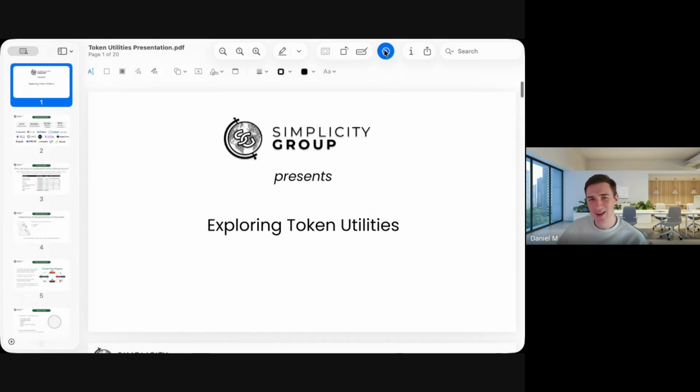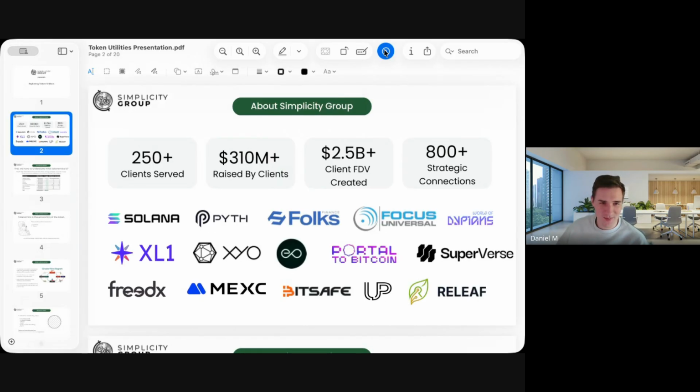So first of all, Simplicity Group, exploring token utilities. A little bit of an intro on us. Most of you guys don't need it. We've already been working together for about 3 weeks now. In the worst case of scenarios and in the best case of scenarios, we've worked prior as well. So I'll skip over this slide, but if anyone is interested, just a little bit of facts on some of the people we've worked with.